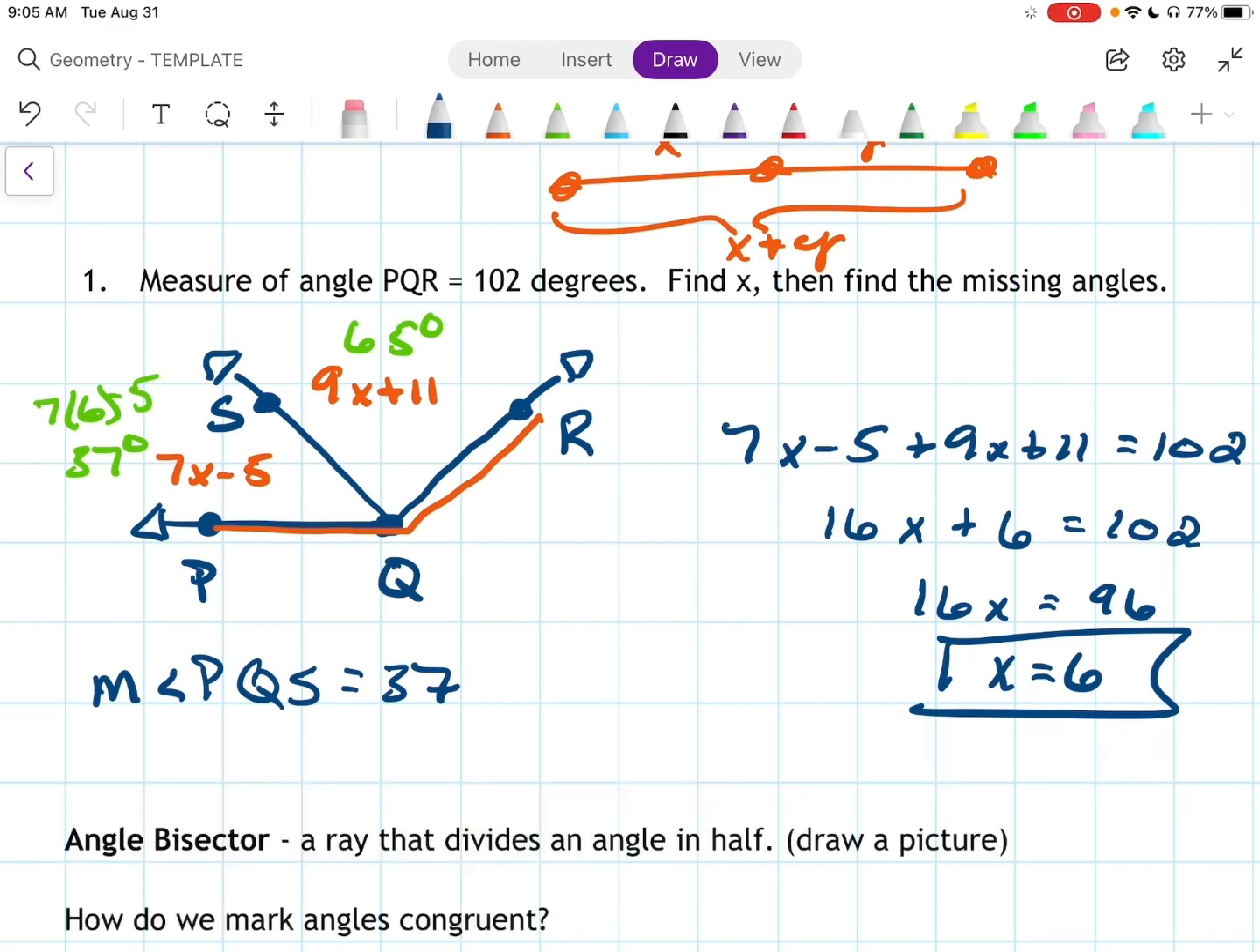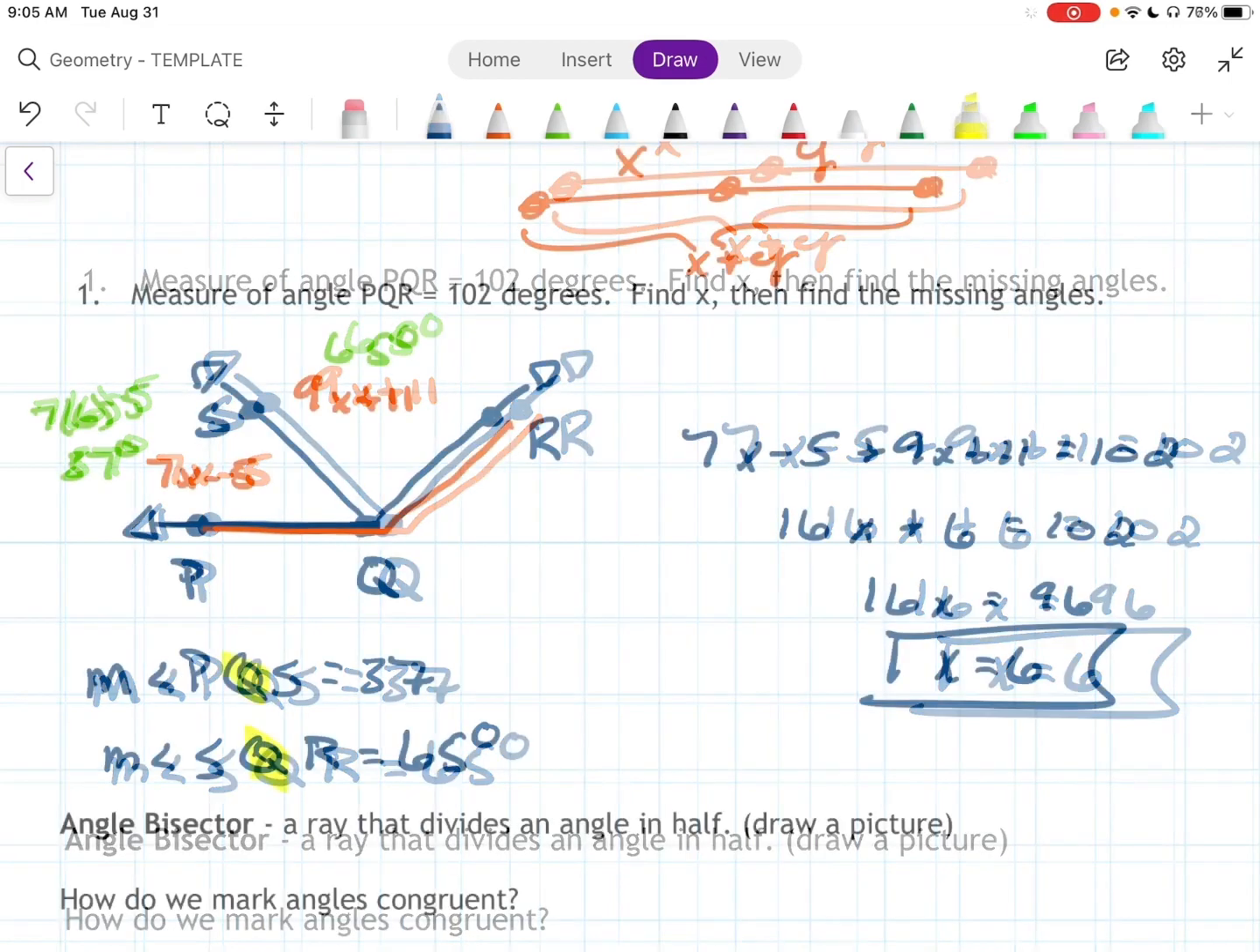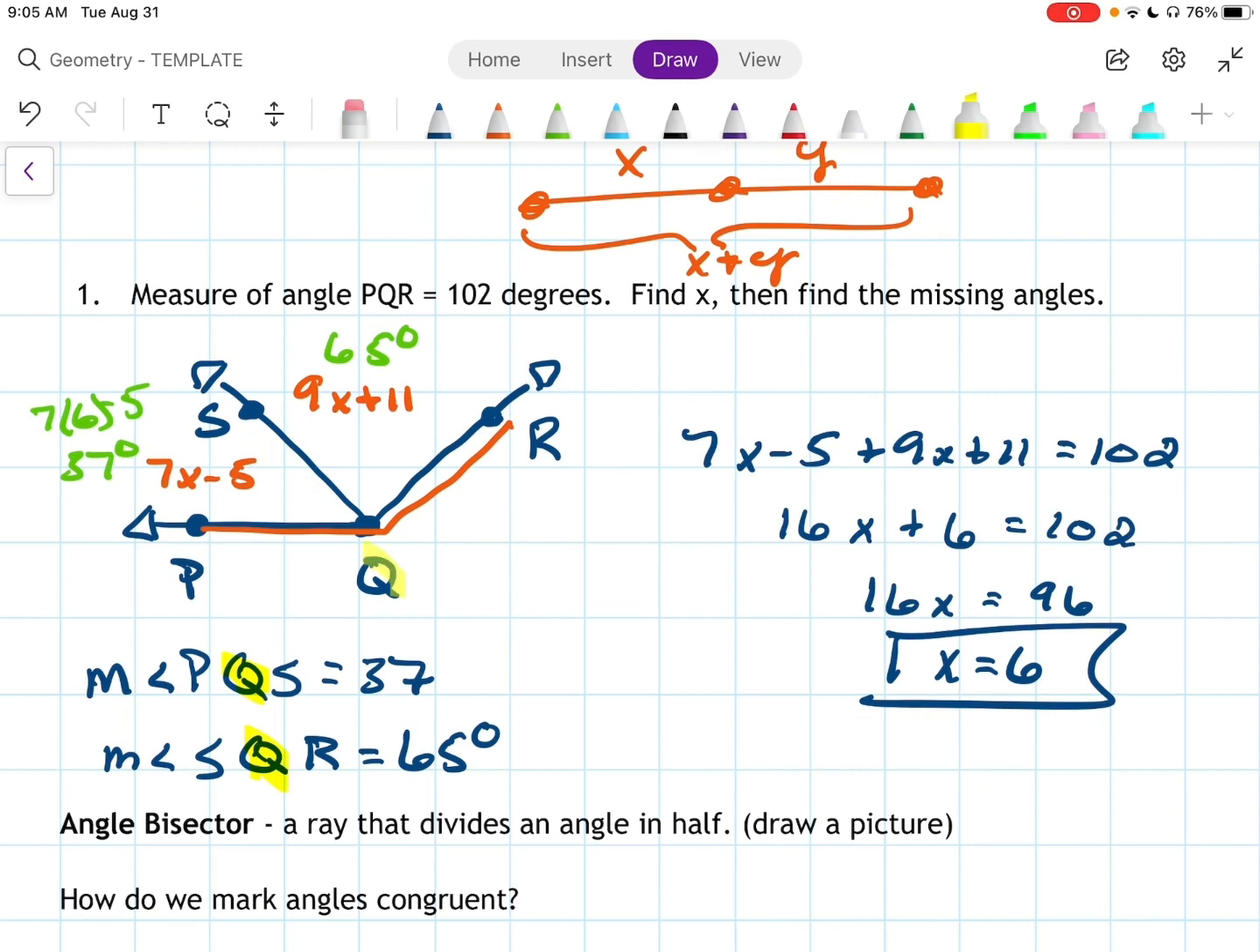Next up, I have the measure of angle SQR is equal to 65 degrees. Again, it is important that the middle letter has to be the vertex. That's important. The other two, it doesn't matter which direction they go.